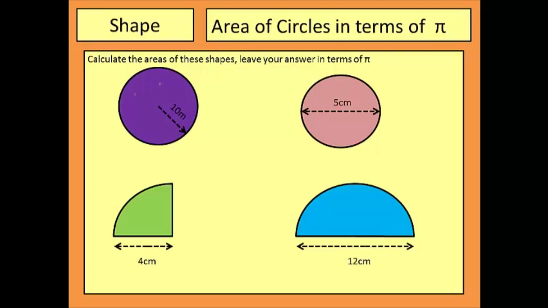Okay, let's have a look at these then. So in the first one the radius is 10, so I'm going to do pi times the radius squared, and this is going to give me a final answer of 100 pi meters squared for the area of that circle.